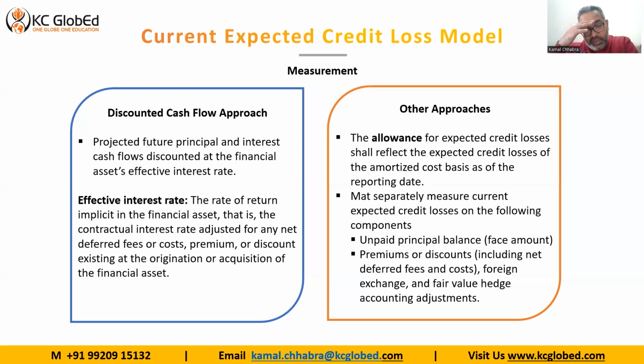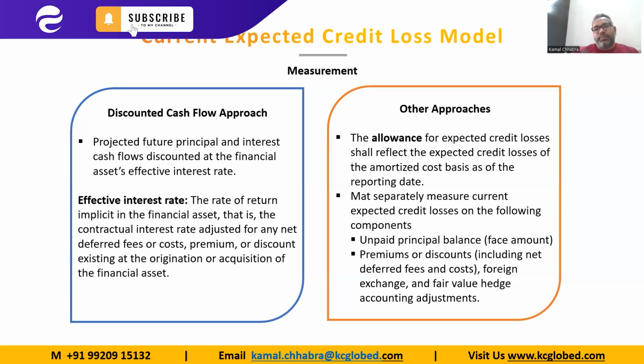First is unpaid principal balance, if any, or any premium or discount, foreign exchange or fair value hedge accounting adjustment. So you need to bifurcate how much is the principal due and how much is on account of interest, change in currency, or fair value hedge, that you need to separately measure and disclose.